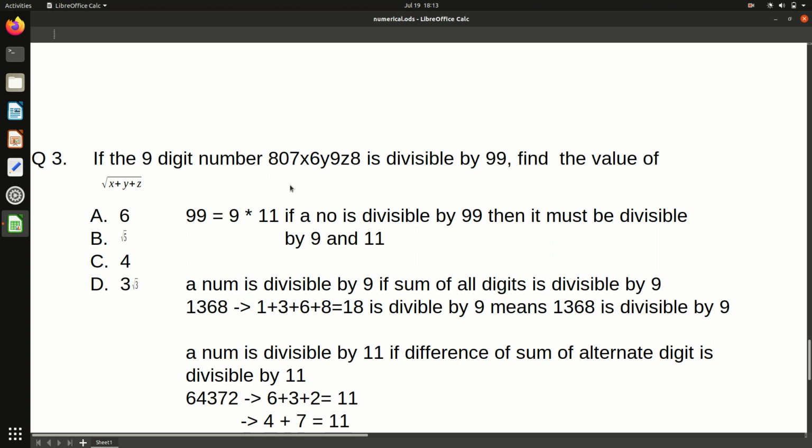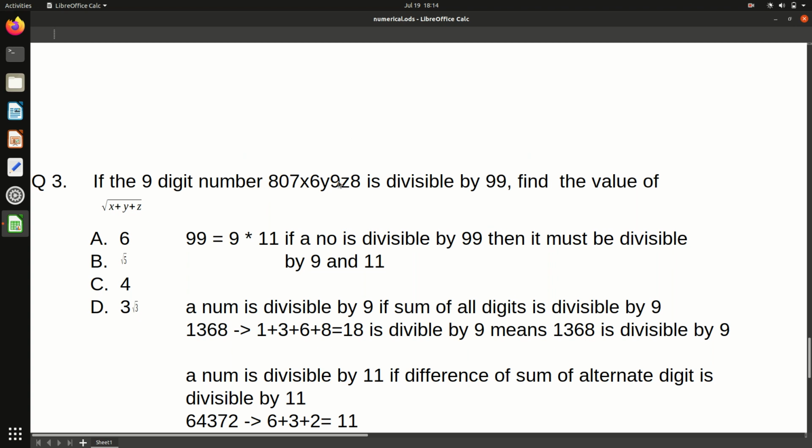So if this number is divisible by 9 and by 11, then we can get two things. I think all of you might know there is a rule of divisibility by 9 and by 11 also. So the same thing we will apply here and we can get the values. So one thing is clear, that this number is divisible by 9 and this number is divisible by 11.